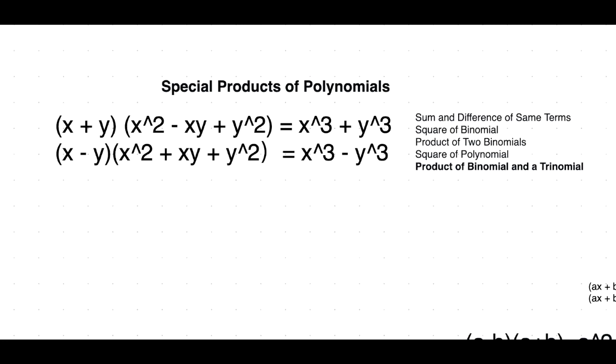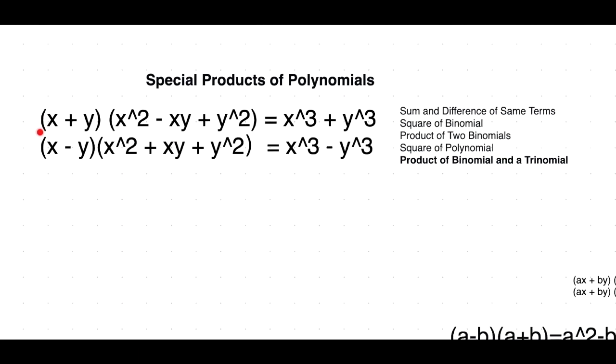Okay, so let's move on to the special product of a binomial and a trinomial. This is the binomial, and this is the trinomial, since it's two terms and this is three terms. First I'm going to start off by explaining how this multiplies out into x cubed plus y cubed.